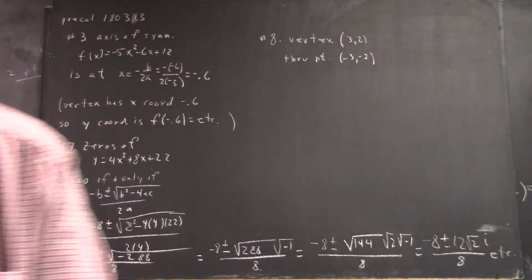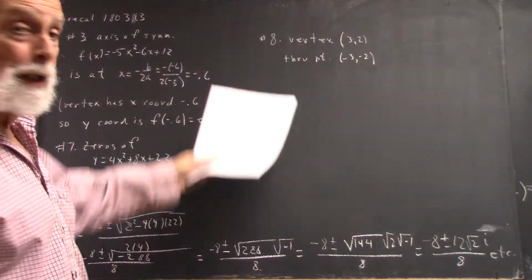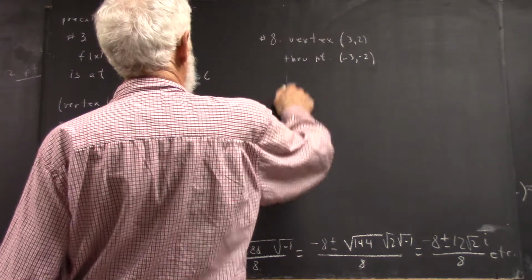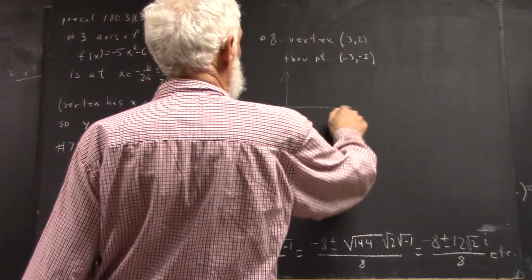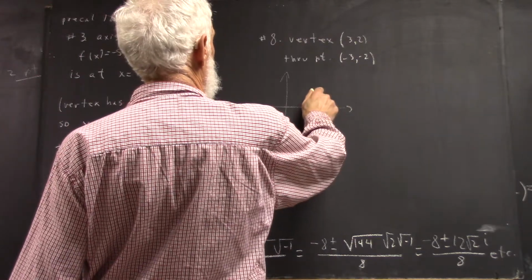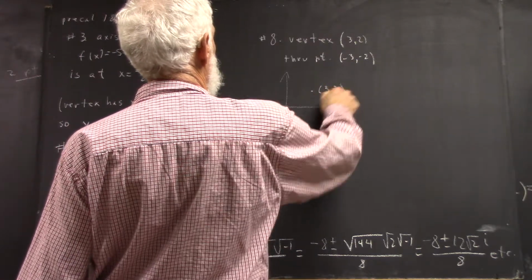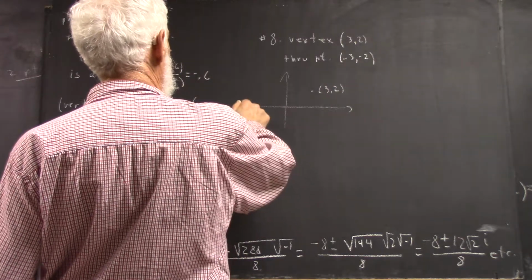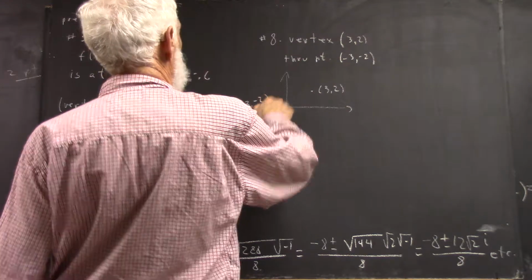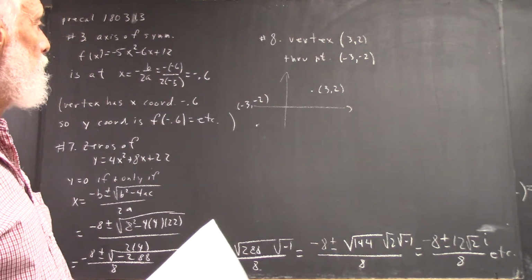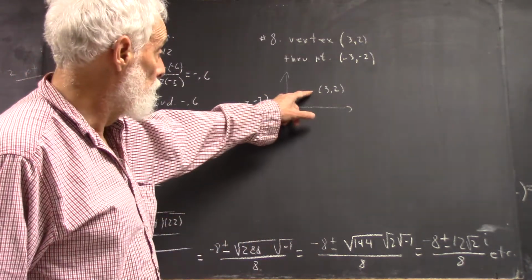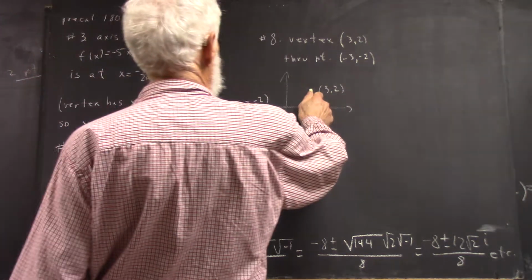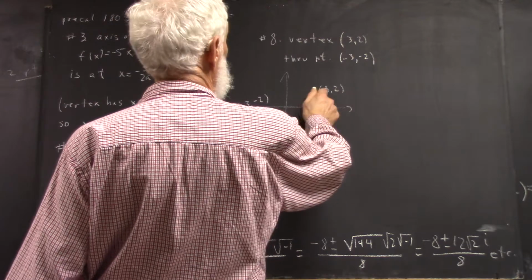We want to find the quadratic function with the given vertex passing through the given point. It's always a good idea when you have enough information to sketch a graph. So if this is the point 3, 2, we have the point over here, negative 3, negative 2. Is there a quadratic function with a vertex here that goes through this point, and if so, can you draw its graph? Well, I can easily draw a parabola with a vertex here.